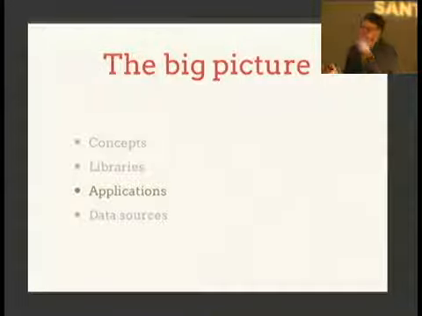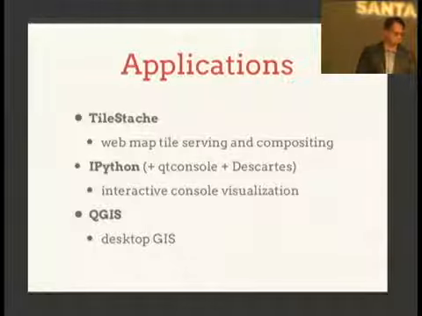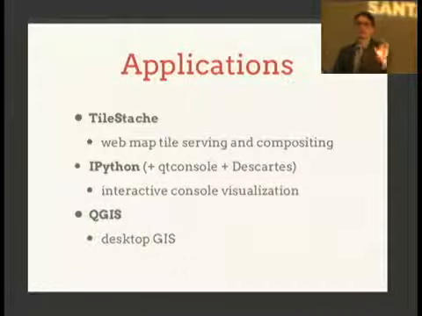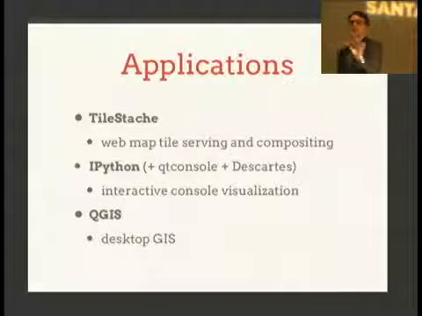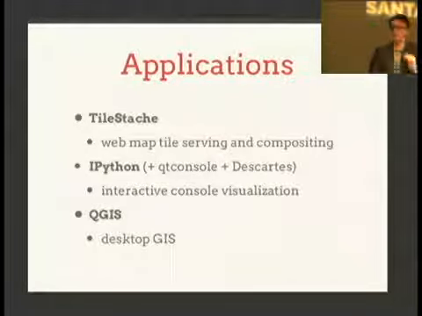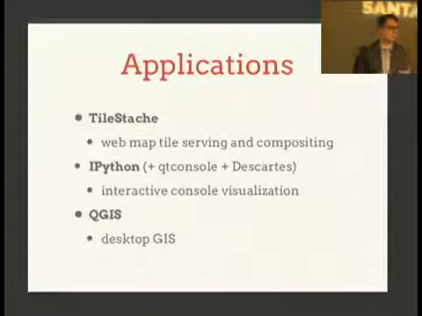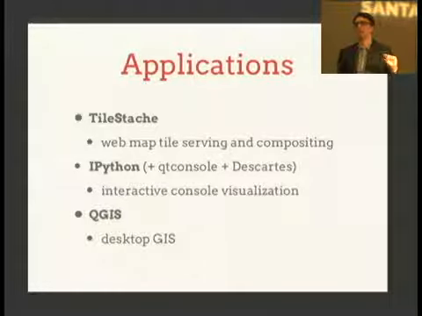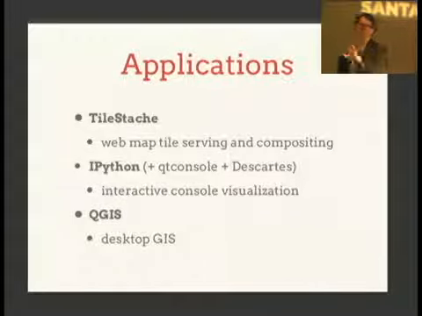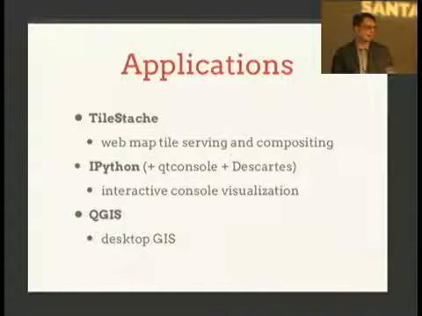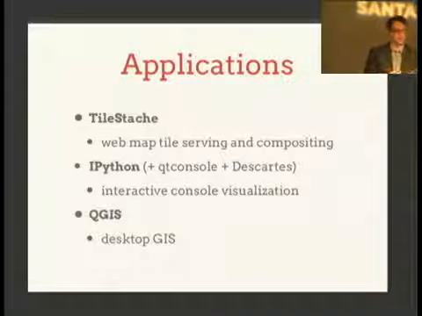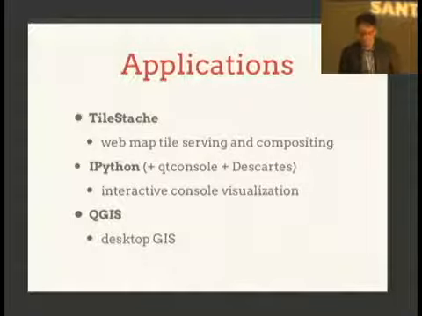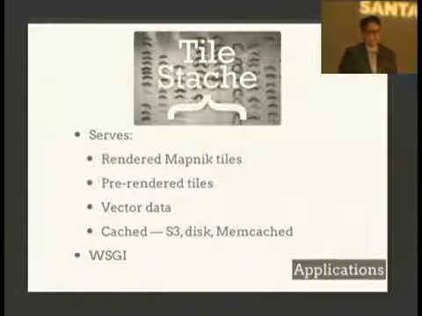Okay, real quick. So there's a couple of applications that you might be interested in. Tile Stash. I talked earlier about Mapnik and how it renders individual tiles that are sent to the browser by separate HTTP requests. Tile Stash is the thing that kind of handles that. IPython. The new version of IPython has a graphical console and inline plotting that you can marry with spatial data to create interactive console visualizations. QGIS is an exciting desktop application I'll talk about in one second.